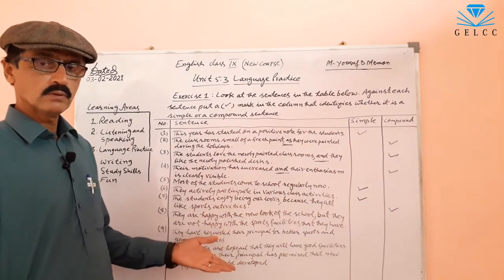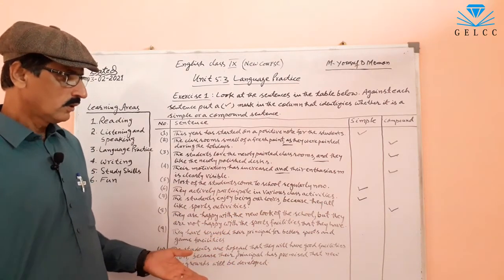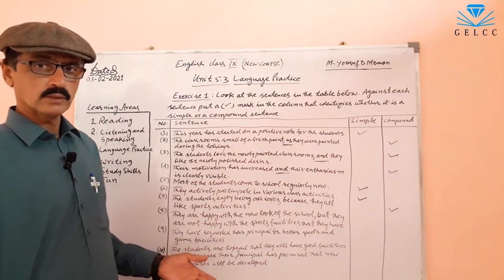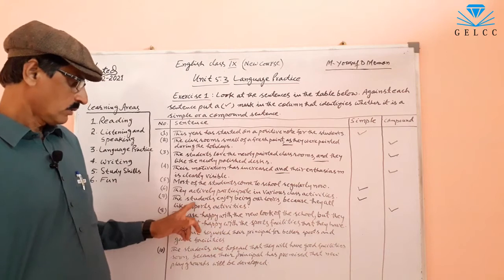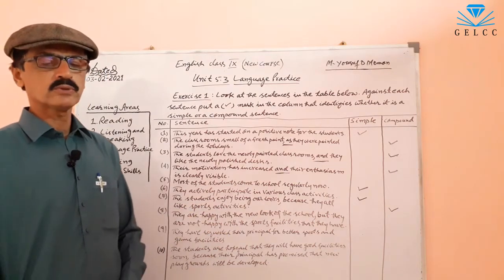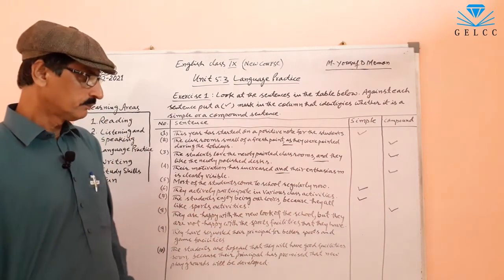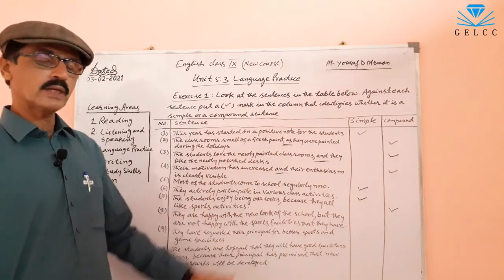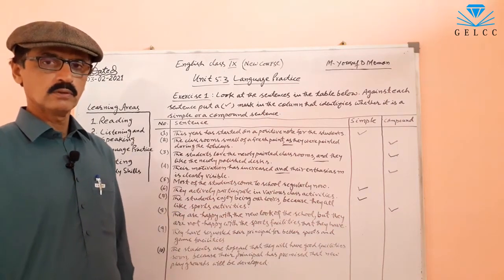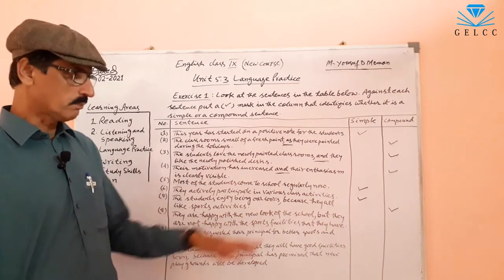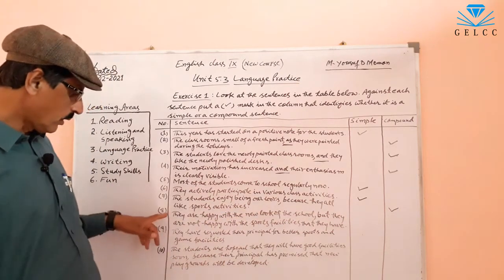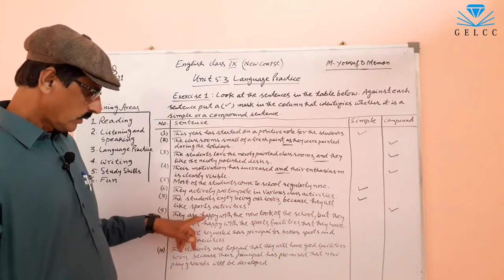Another sentence. Two sentences are joined by the conjunction because and a comma. The students enjoy being outdoors. It is a simple sentence. They all like sport activities. It is a simple sentence. Two simple sentences are joined by a comma and a conjunction. It is a compound sentence. And now exercise number 8.